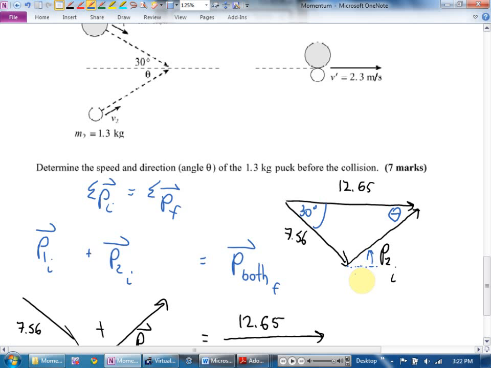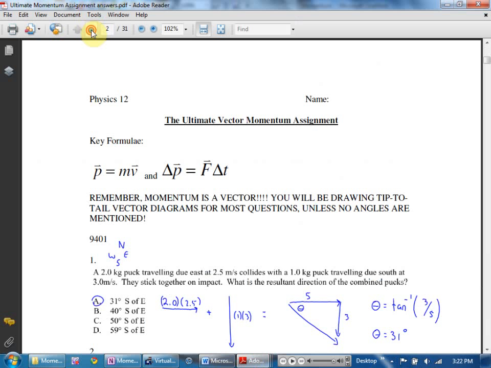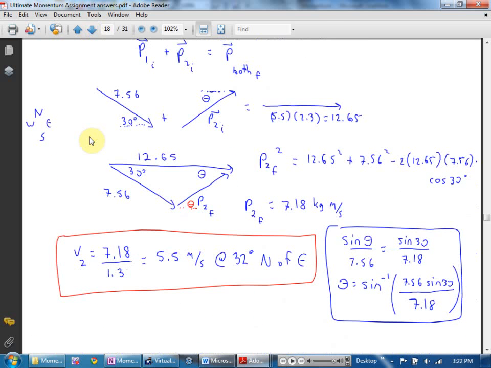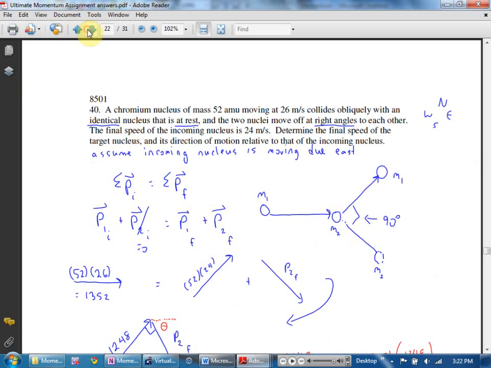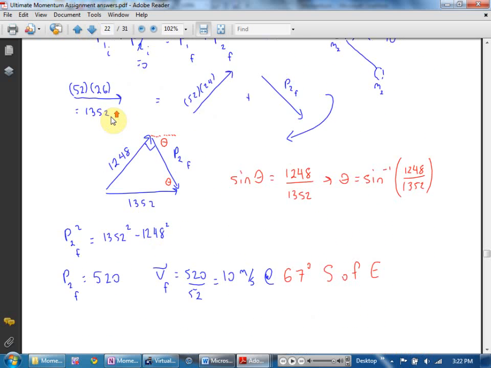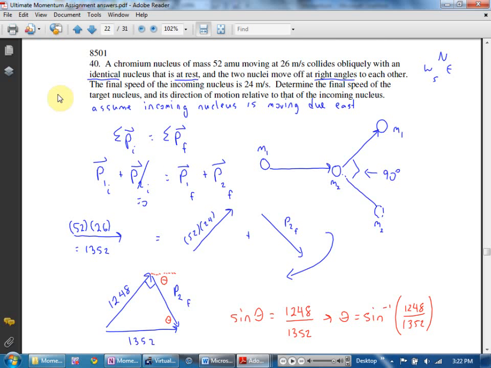What number was that, Troy? 34? So why don't I be clever and just do this? Right? So there's the same idea. Number 40? Oh, ugh. Okay. Well, it's a collision, so sure. Okay.